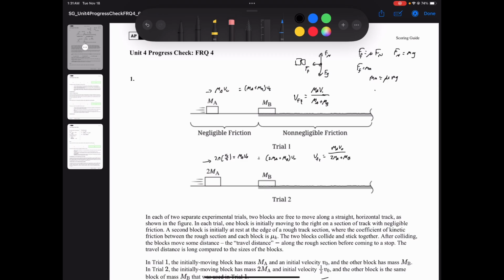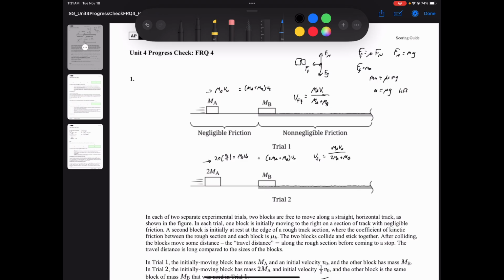And then the m's cancel out. So I know the acceleration of the system is mu g to the left, right? These systems are moving to the right. Friction opposes the direction of motion. So they're going to have the same acceleration.